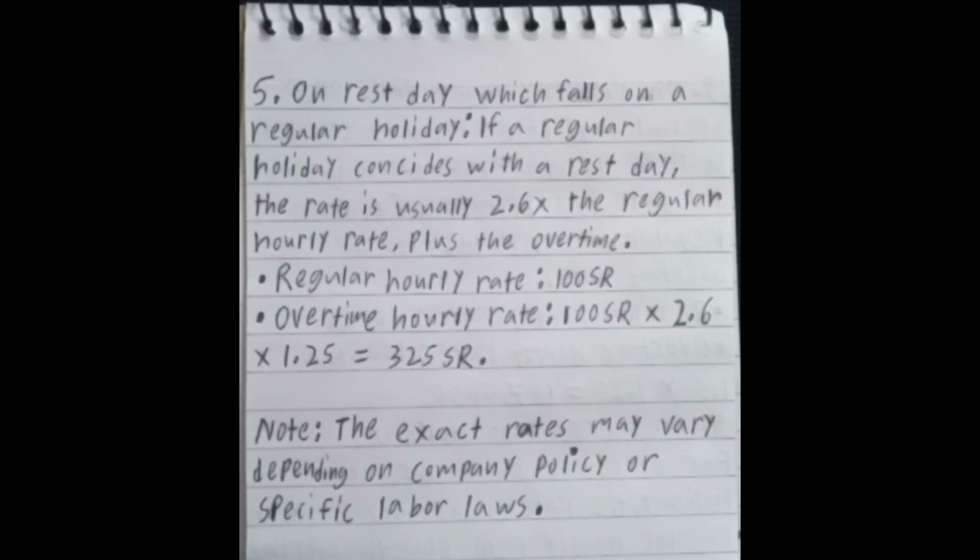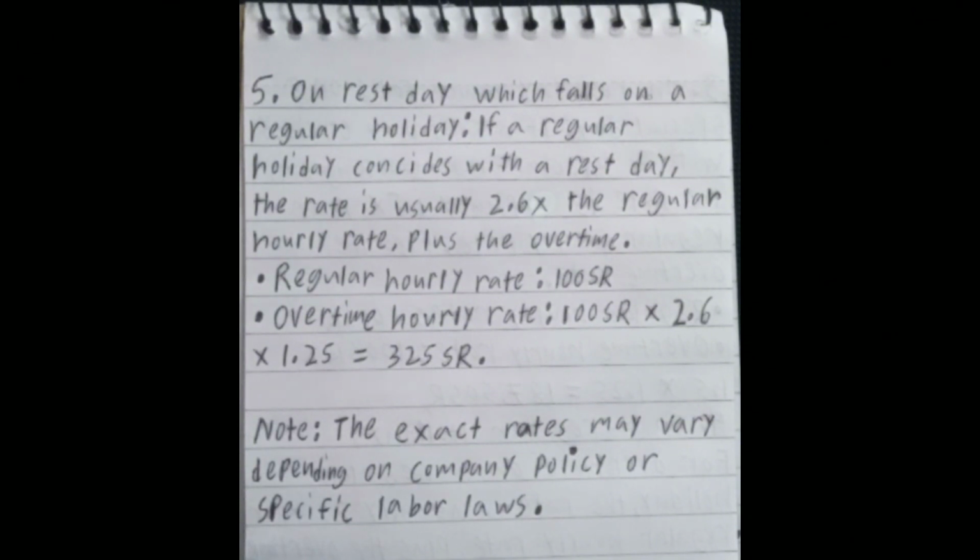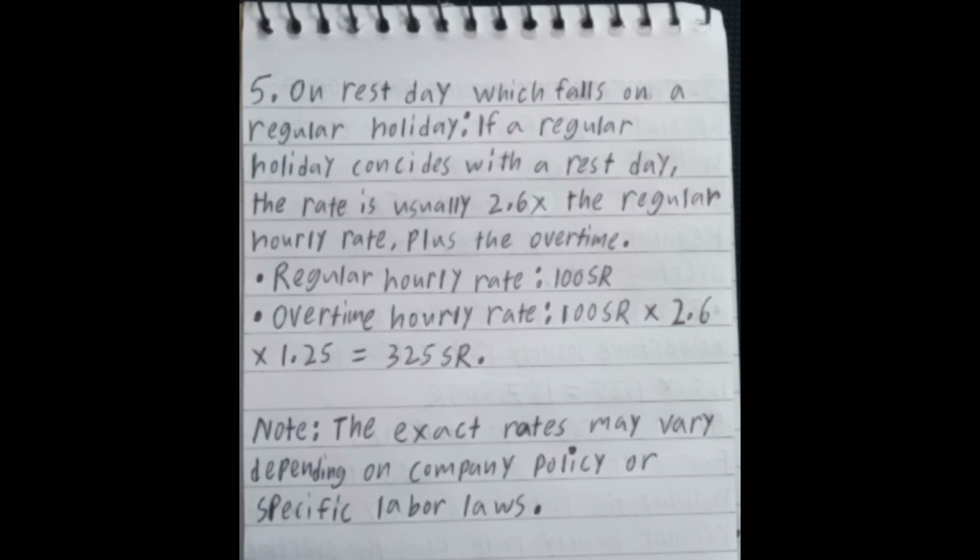And lastly, for our fifth one, on a rest day which falls on a regular holiday. If a regular holiday coincides with a rest day, the rate is usually 2.6 times the regular hourly rate, plus the overtime, which will give us the regular hourly rate which equals to 100 reals, and the overtime hourly rate which equals to 100 reals times 2.6 times 1.25, which will give us the final answer of 325 reals. And that will be your overtime pay on a rest day which falls on a regular holiday.